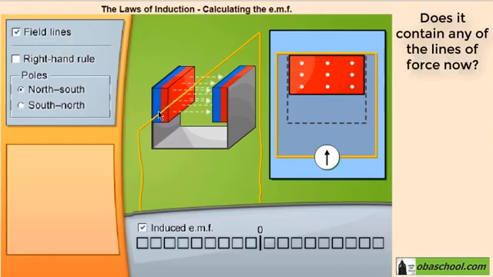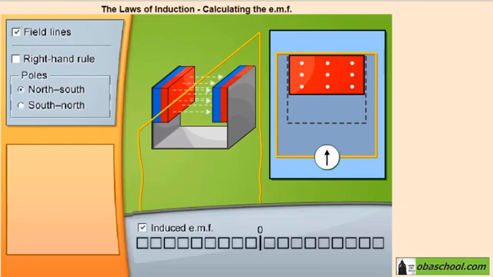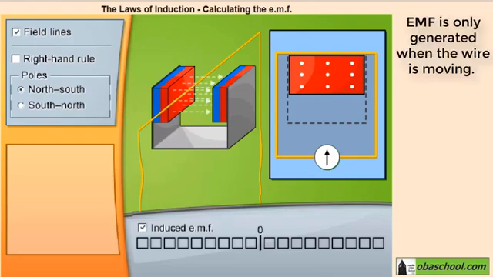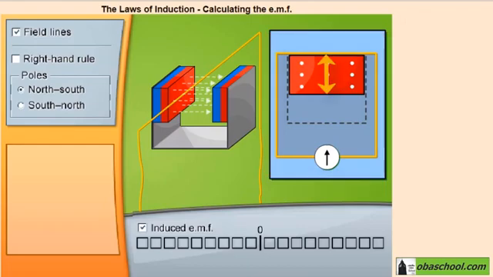Does it contain any lines of force now? Yes. You already know that an electromotive force is only generated when the wire is moving, and you can see here that its area is passing through more of the lines of force of the magnetic field.